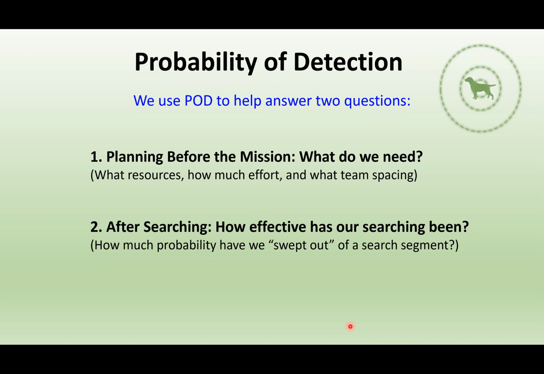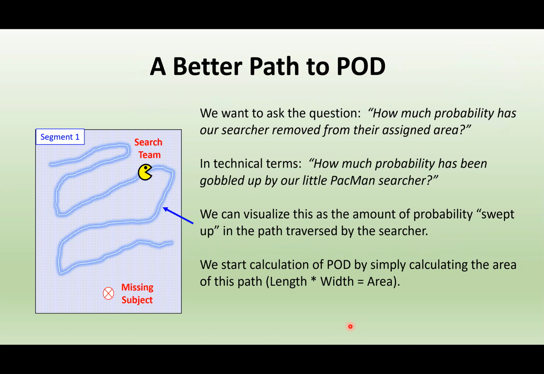Now, actual research has shown that these types of subjective estimates are actually unreliable. So in modern search theory, we don't use those. And POD is calculated using more objective factors. The more objective way to think about POD is to ask the question, how much probability has our searcher or search team removed from their assigned area? And remember, as search teams move through an area, they're gobbling up or sweeping out units of probability. And what we'll see is that we can actually calculate how much probability has been swept out.